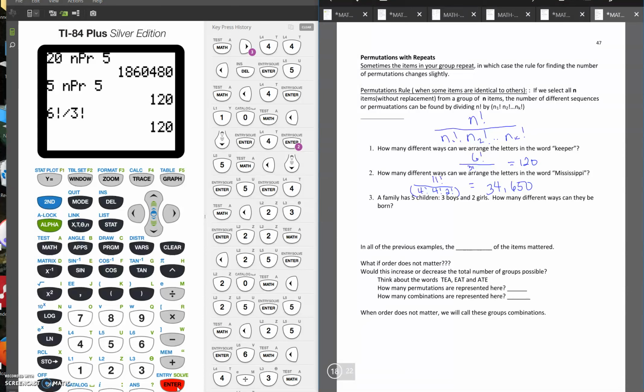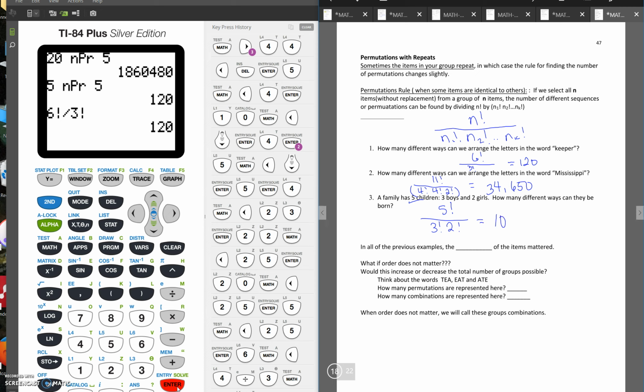Part 3 says, a family has 5 children, 3 boys and 2 girls. How many different ways can they be born? Well, 5 is the total number. And we're having 3 boys, so we can think of repeating 3 boys and 2 girls. So again, if you put this in your calculator, you're going to end up getting 10.